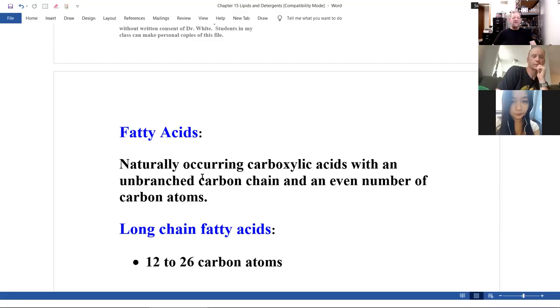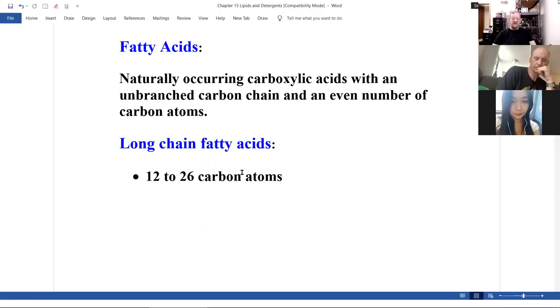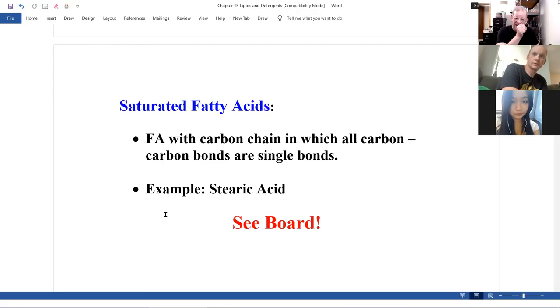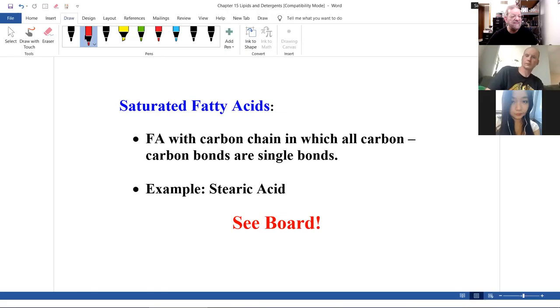Now, the carboxylic acids that you get when you do acid hydrolysis of an ester of a triglyceride are called fatty acids instead of fatty carboxylic acids. And they're naturally occurring carboxylic acids, and there's never any branching. They're always a straight chain, even number of carbons. I'll never ask you what is a fatty acid, and they're long. They're usually 12 to 26. Standard are 18, 16, and 14, the main ones. And we call those fatty acids.